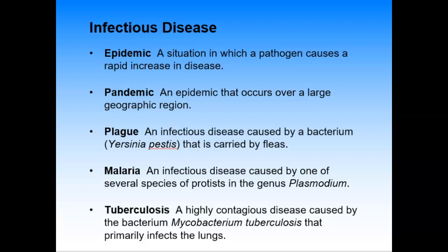So when we talk about an epidemic, we're talking about a situation where a pathogen will cause a rapid increase in the number of people that have been affected by a disease. A pandemic is an event where an epidemic occurs over a large geographic region, even worldwide. A plague is an infectious disease that's caused by a certain type of bacterium, and it was carried by fleas. Malaria is still prevalent in developing countries.